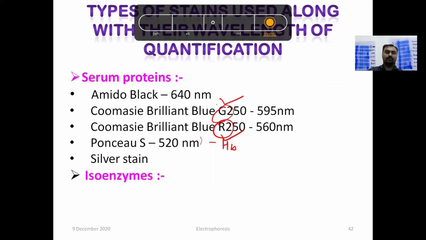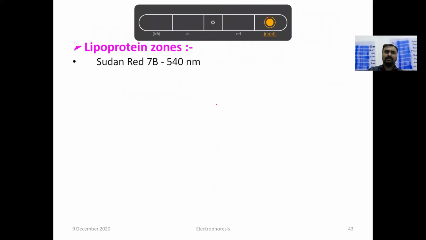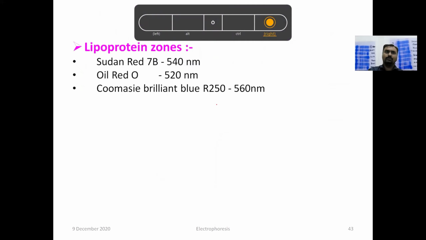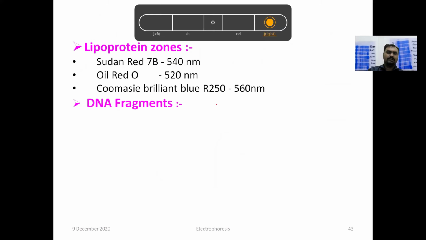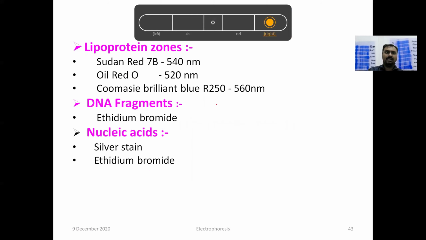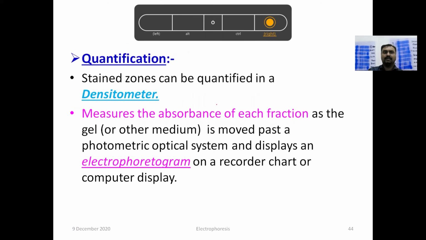Silver stain is for CSF proteins also. Then for the isoenzyme, we use nitrotetrazolium blue, NTB. For the lipoprotein, Sudan red or oil red O is the stain that is used, and also we can use Coomassie blue. Then for DNA fragments, the main important stain is ethidium bromide. For nucleic acid, also silver stain and ethidium bromide; for CSF protein, silver nitrate stain is used. We can do quantification by the densitometer.